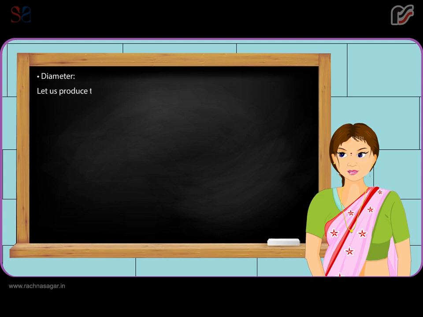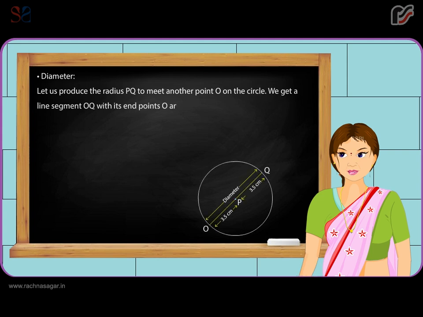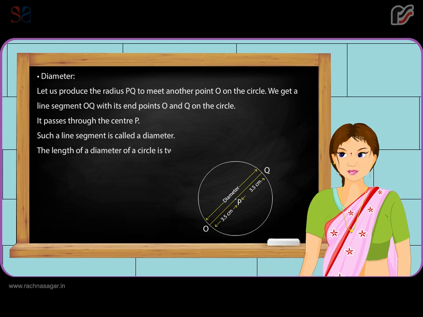Diameter. Let us produce the radius PQ to meet another point O on the circle. We get a line segment OQ with its endpoints O and Q on the circle. It passes through the center P. Such a line segment is called a diameter. The length of a diameter of a circle is twice the length of the radius of the circle. OP is equal to 3.5 cm. PQ is equal to 3.5 cm. Then OQ is equal to 3.5 cm plus 3.5 cm is equal to 7.0 cm.